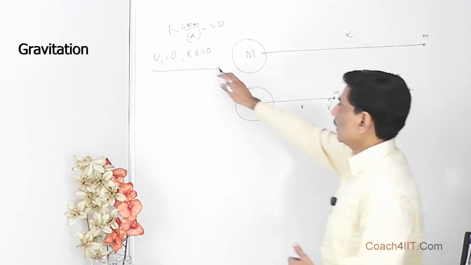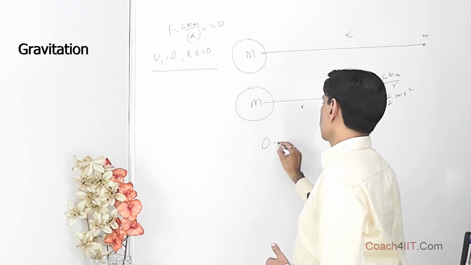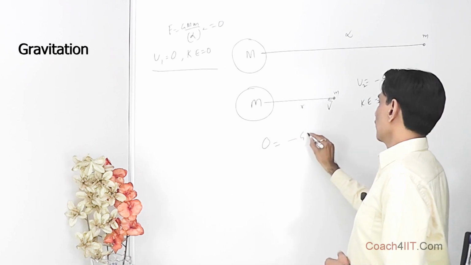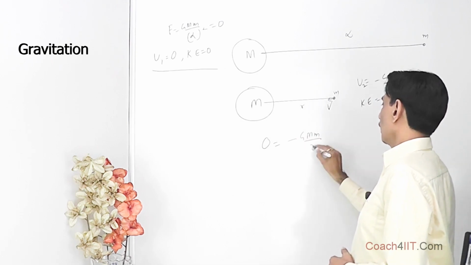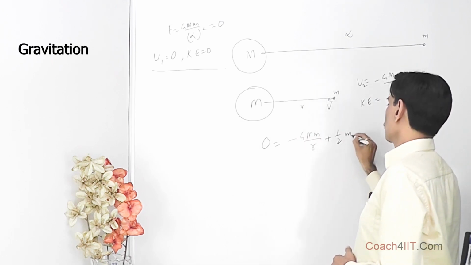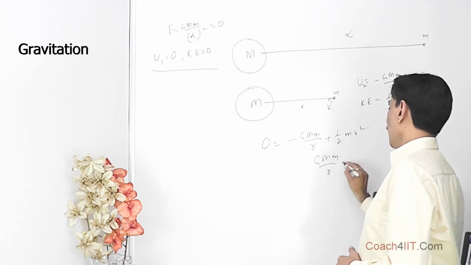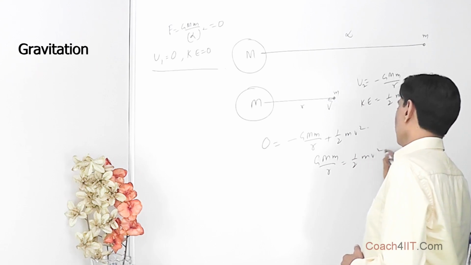So initially the total mechanical energy of this system is 0 plus 0, that is 0. Of this, we say it is minus GMm upon r plus half mv squared, or GMm upon r is going to equal half mv squared.